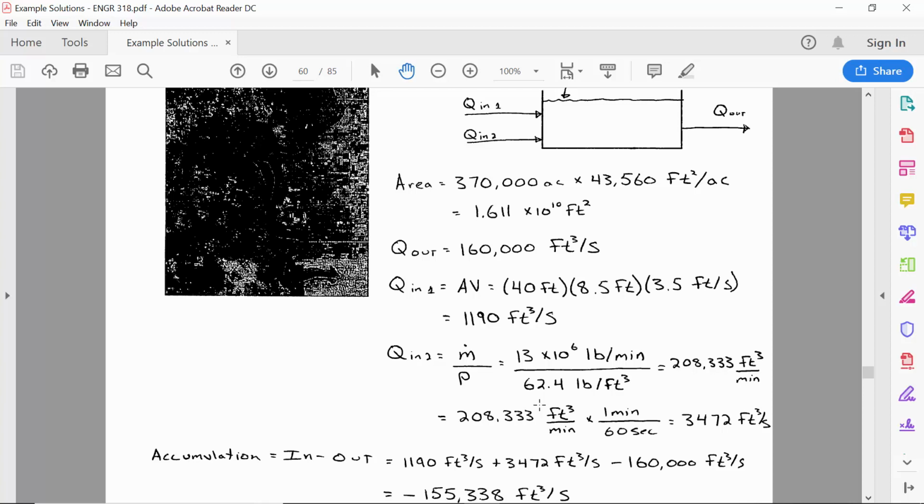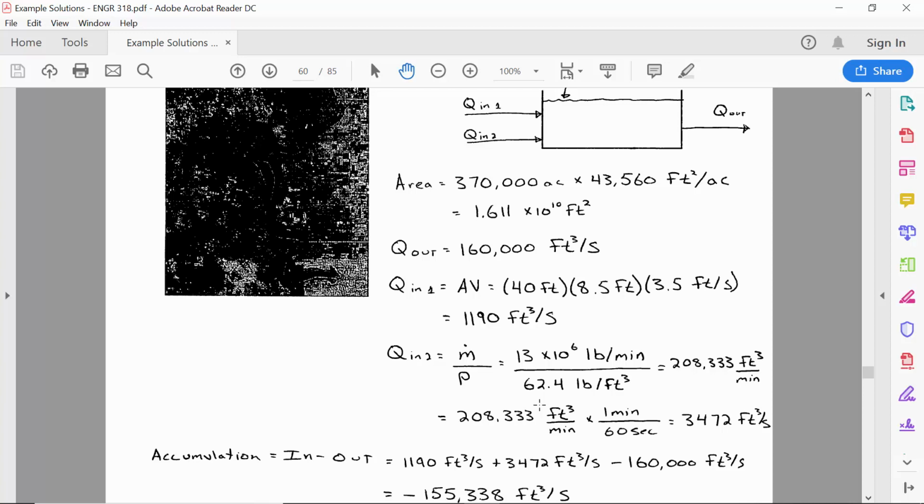And the difference between in and out is what accounts for accumulation. Accumulation can be positive or negative. If we have negative accumulation, that means the liquid level is decreasing. And that's what's going on here. We have more flow out than is coming in. The net flow out, you can see, is 155,338 cubic feet per second.